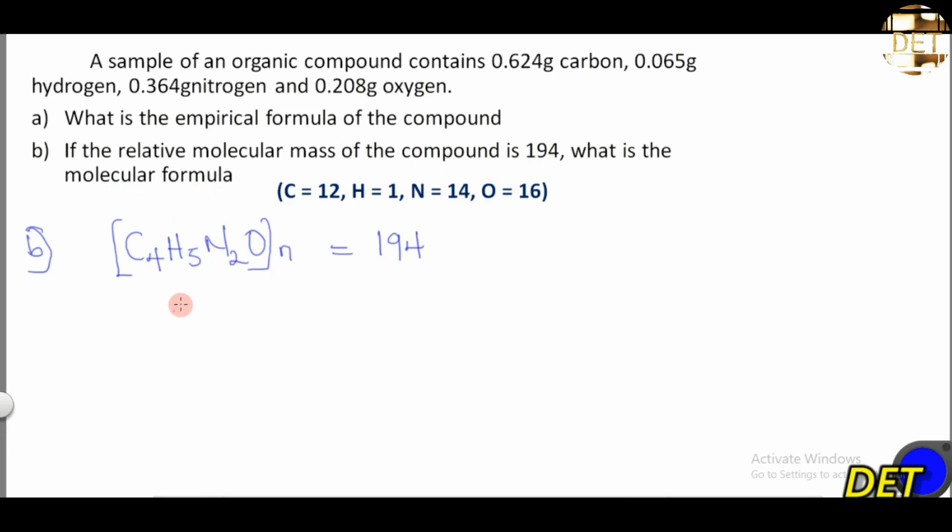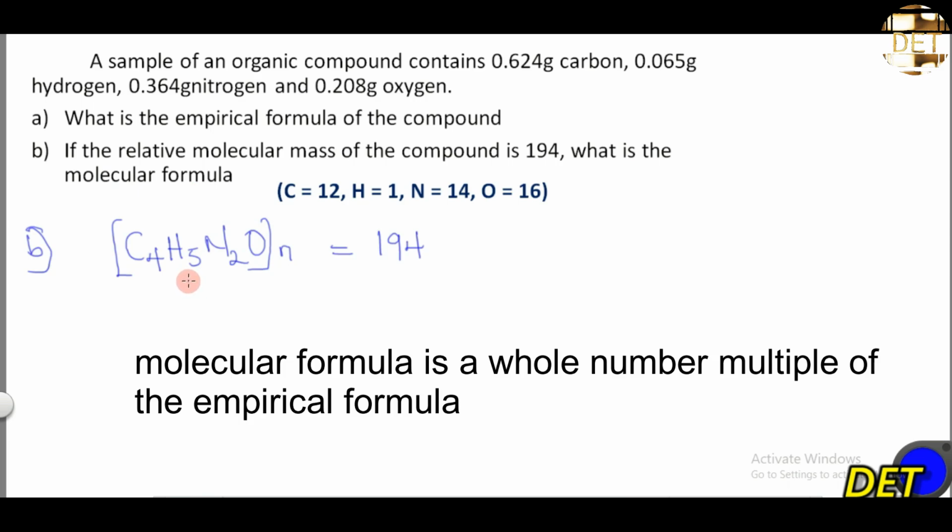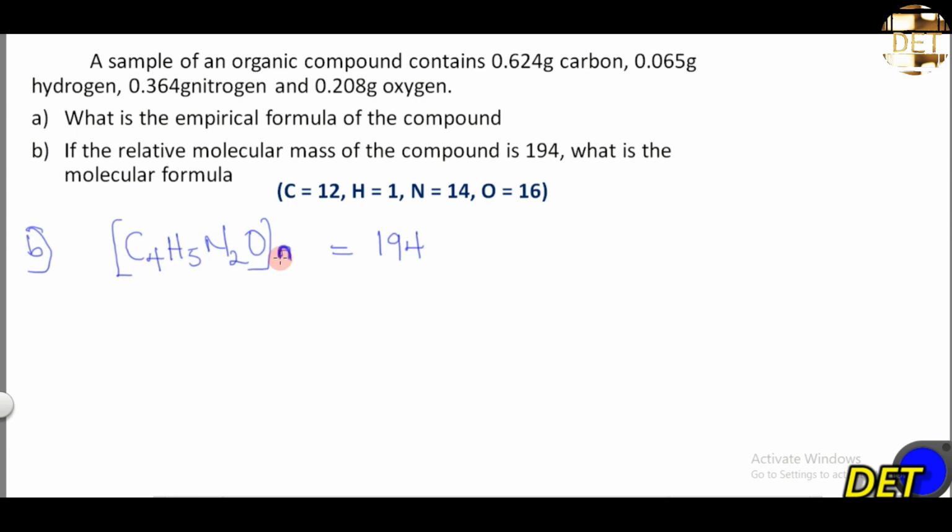Like I said, the molecular formula of a compound is a whole number multiple of the empirical formula. Is a whole number multiple N of what? Of the empirical formula. I repeat that again. The molecular formula of a compound is a whole number multiple N, that's N multiplied by the empirical formula, that will give you the molecular formula. So what we are going to look for here is this N, right?